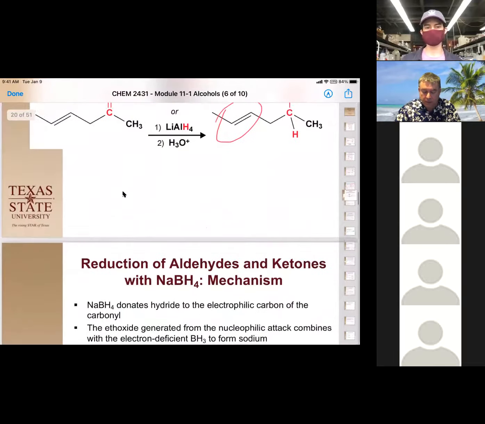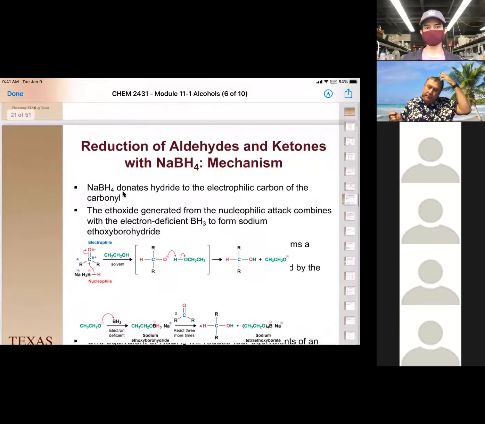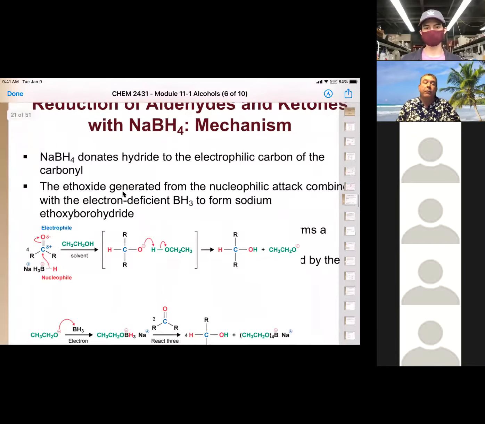Okay, so let's talk about the mechanism. The mechanism I kind of didn't tell you about at first, but let's talk about it now. In sodium borohydride, we have something that's very important in here. This is the first time I think we've talked about it. We have what we call the hydride ion, okay? So the hydride ion is a negatively charged hydrogen.